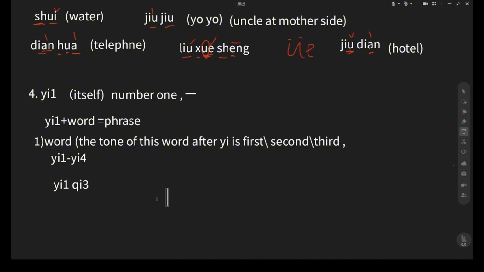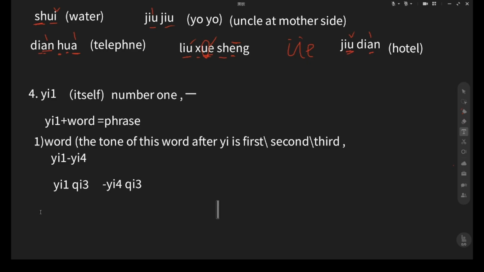you see how to read this pinyin? 一起, so 一起. But you see, the tone of this word after 一 is the 1, 2, 3, right? Then we change the 一 to the fourth tone. So this 一, we don't pronounce it yī, we pronounce it yì, right? 一起, okay?